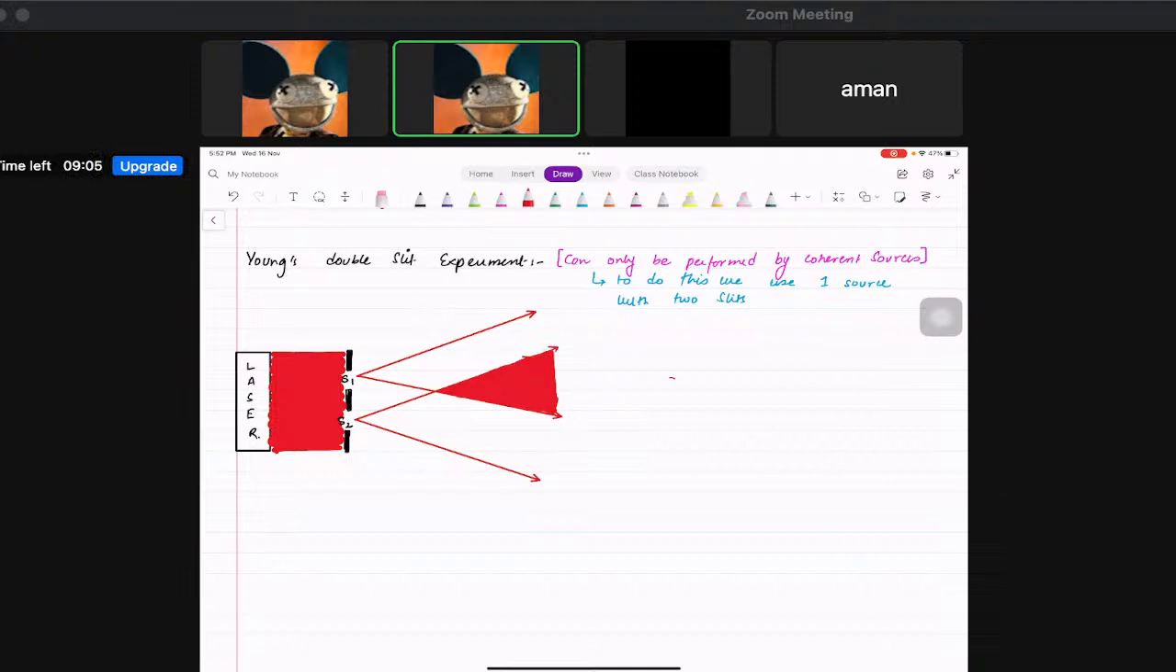Like this, okay? So if you're looking from a distance, you would see interference happening in this section. Interference basically means that there are two different waves, because the two slits have caused it to become two sources, and then they're meeting at a certain point. Is that clear?